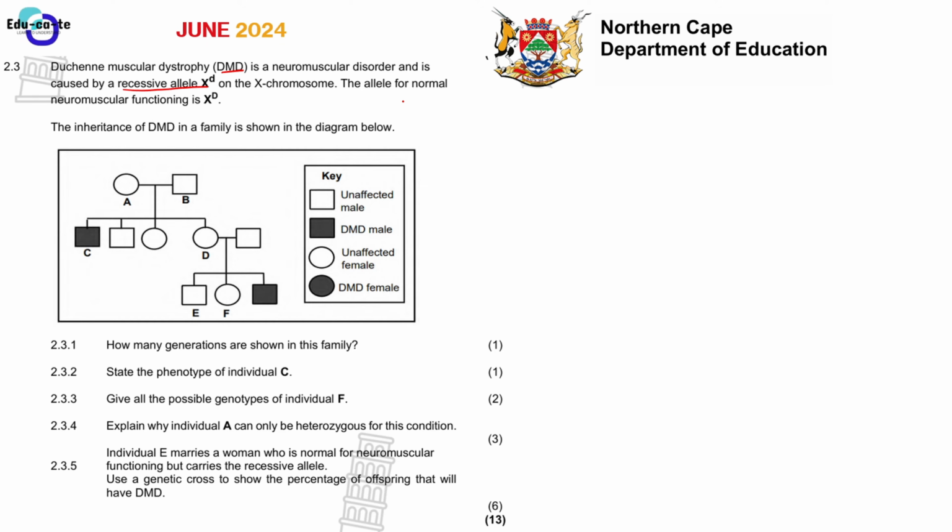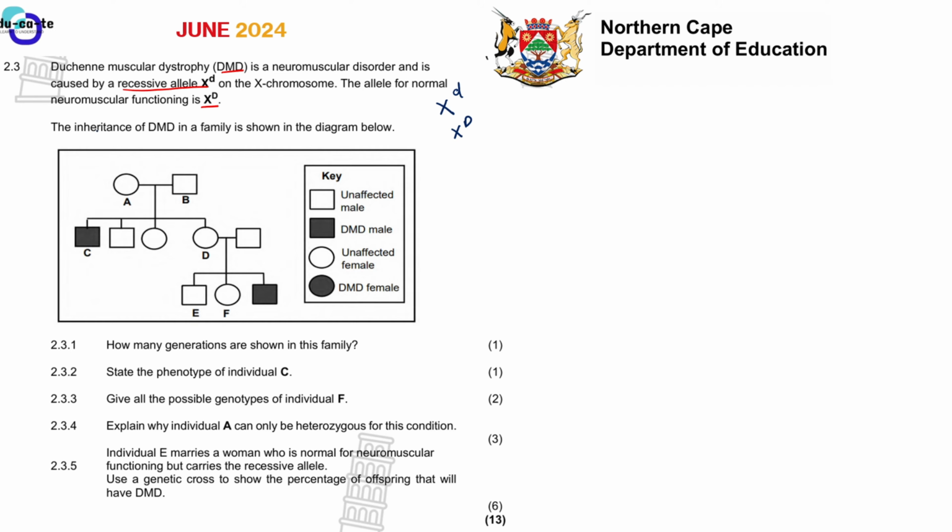It now says that the allele for normal neuromuscular functioning is X with a capital letter D, because small letter d is a recessive allele. This is actually a bonus tip that the department gave you, because the fact that you have got X with a small d as someone that is infected with muscular dystrophy, it means automatically X with a capital letter D is someone who is normal. You should know that by default, even if the statement does not tell you. Here they just did mess on you.